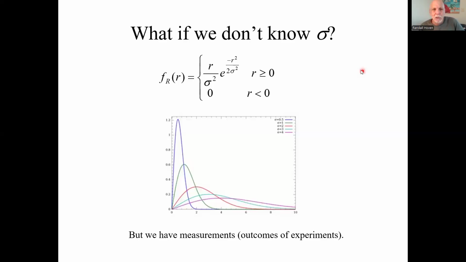Okay, we'll get to what might be my final video on the Rayleigh distribution. What if we don't know that parameter sigma in the PDF? Here's the PDF, the probability density function of the Rayleigh distribution. It's completely determined by the single parameter sigma or sigma squared. These are different PDFs for different sigmas. Okay, what if we don't know that?